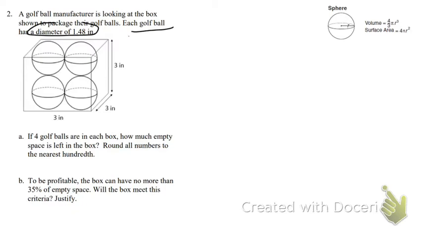Okay, so it kind of starts off the same. They still want to know how much empty space there is. So we're going to start off the same. Find the volume of the box, and hopefully remember the volume of a box, that formula is just length times width times height. Okay, but you can look that up. So I'm going to do the volume of the box and subtract out the volume of the spheres.